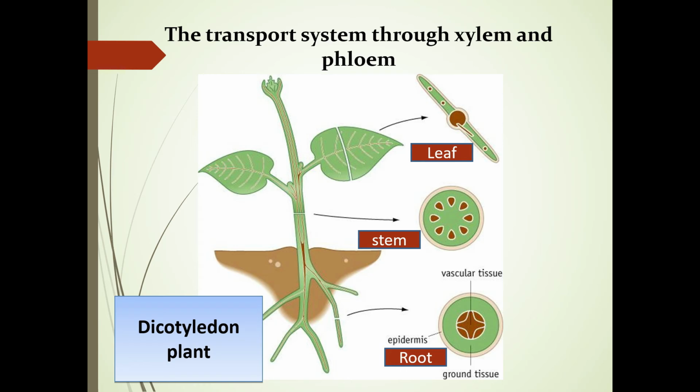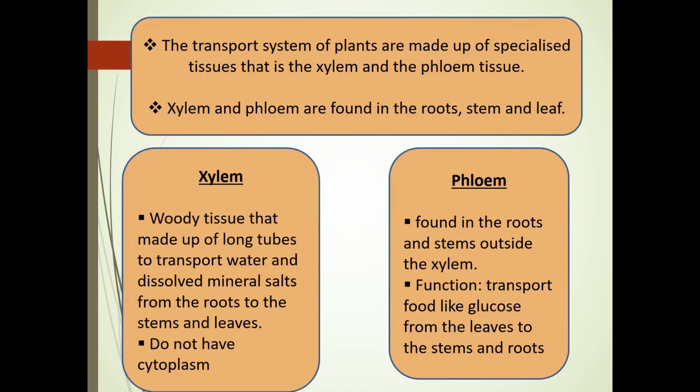Okay, next we move on to the transport system through xylem and phloem. So this is a dicotyledon plant. This is the leaf, the stem, and also the root. The transport system of plants is made of specialized tissue, that is xylem and also phloem. And xylem and phloem are found in the root, stem, and also leaf.